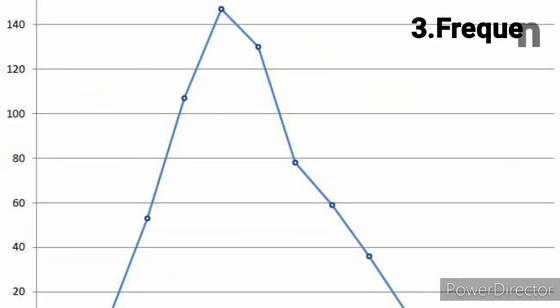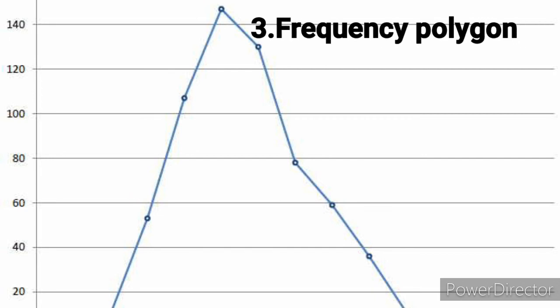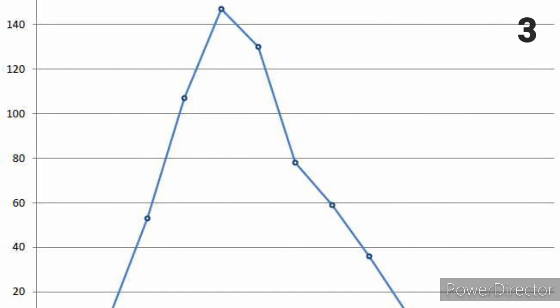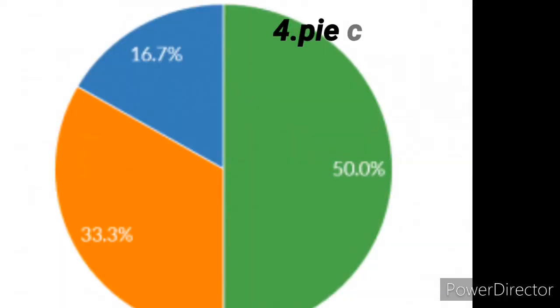Check, number 3 is frequency polygon. This we will draw with our free hand and also with a scale. Check the fourth, that is pie chart. This we are going to study in detail in the 10th class. Up to 3 only we will study.